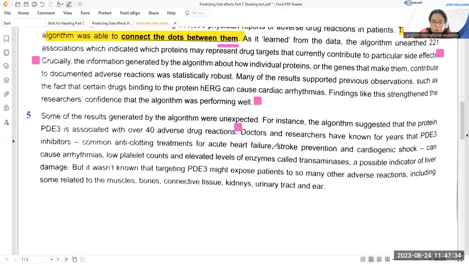So I want all of you to focus here. The algorithm also found out some unexpected things, especially about the protein PDE3 and its connection to 40 different negative drug reactions.